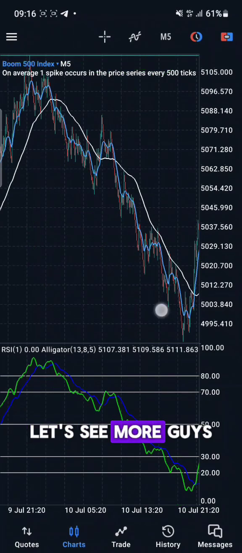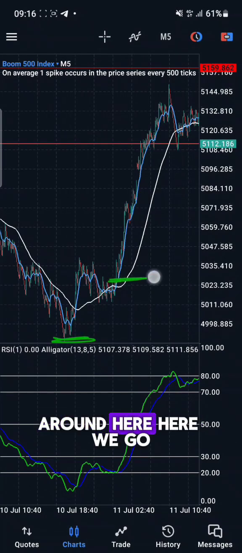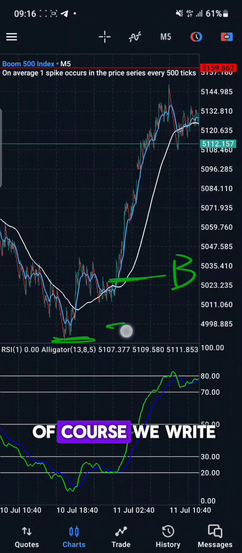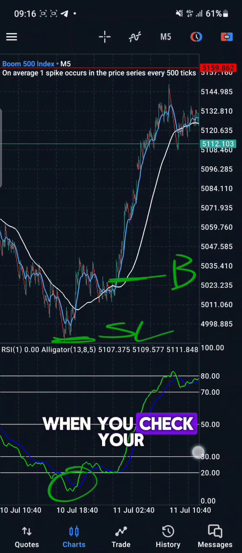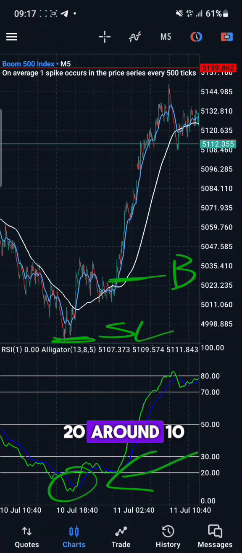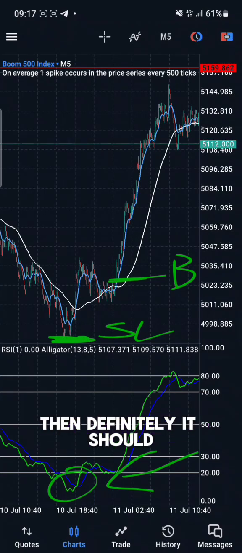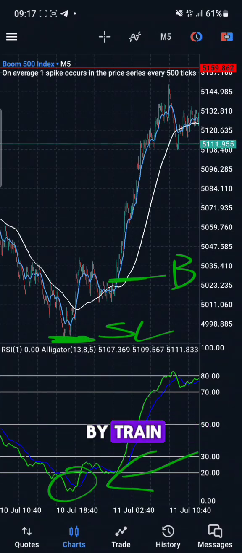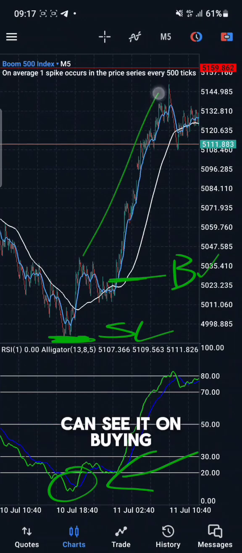Okay, now let's see more, guys. Let's see a buy signal. We got a buy signal around here, and of course right here we should have our stop loss. Okay, and the reason is, when you check your confirmation settings, you will notice that it has gone below 20, around 10. Okay, so it means that the market has oversold already. So if it's not going to break out from this support zone, then definitely it should go back into a buy trend. So all you just need to do is to wait for the right opportunity to go into the trade, and we got it around here, and of course you can see it kept on buying.